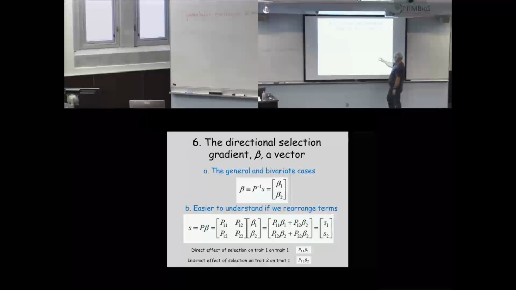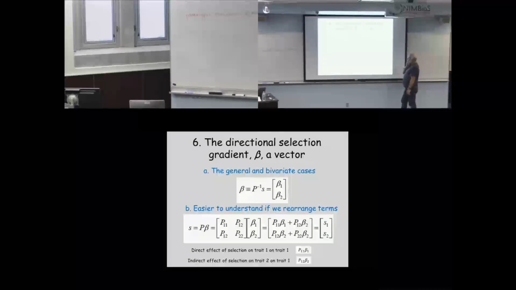And here we see the expression for S1: it is the direct force of selection on character 1 acting through its variance, plus the indirect effect of selection on trait 2 acting through the phenotypic covariance between the two traits. This looks a lot like the genetic correlated response to selection, but now we're talking about the compound nature of S rather than the compound nature of response to selection. Similar algebra, but different point.